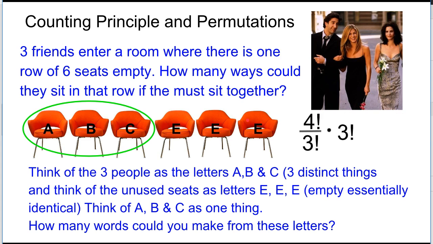And I'm going to divide it by 3 factorial because the E's are still identical. And so I have to divide by that. And then I ask myself, okay, how many ways can the 4 things be arranged? Well, it's going to be 4 factorial divided by 3 factorial. But then I've got to multiply that by the number of ways my 3 friends can be arranged, which would be 3 factorial. So at the end of the day, this is going to be 4 factorial, which is equal to 24. All right?